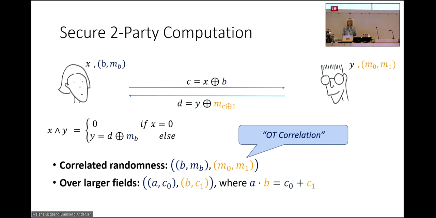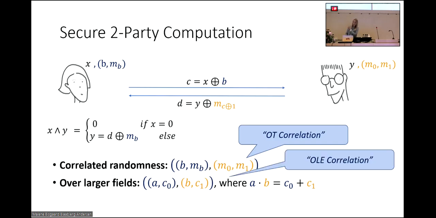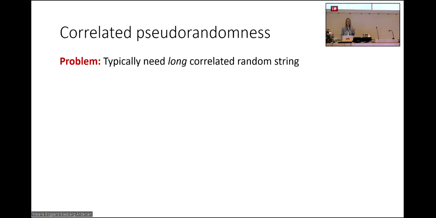I will mostly talk about F2 in this talk. So whenever I say something about F2, you can also consider this over larger fields, where you can rewrite this as OLE, or oblivious linear evaluation correlation.